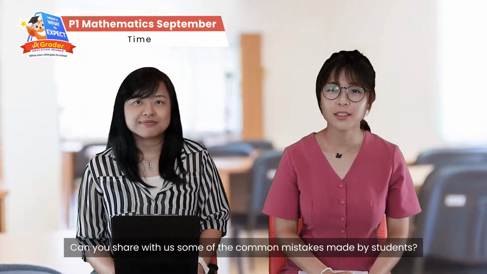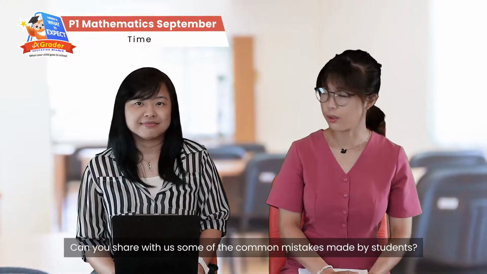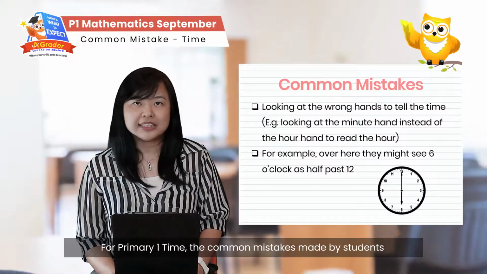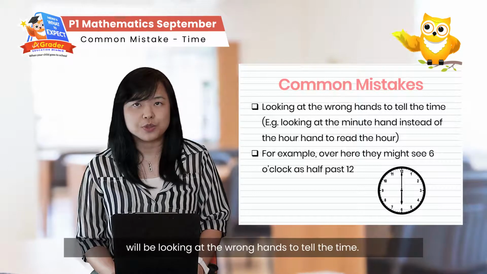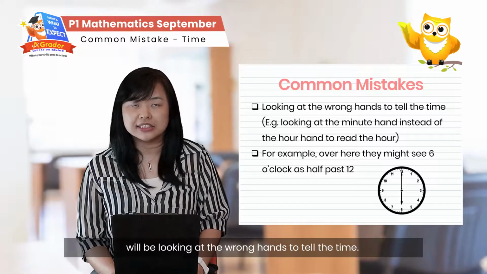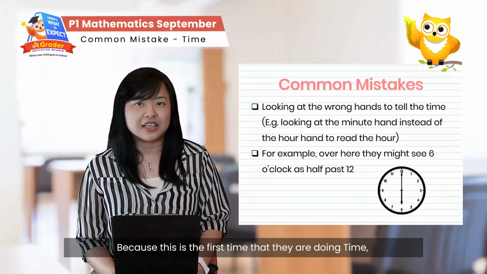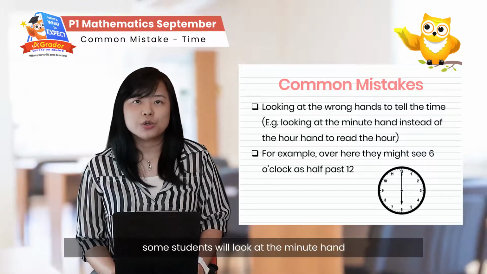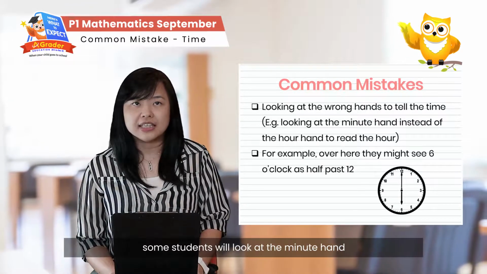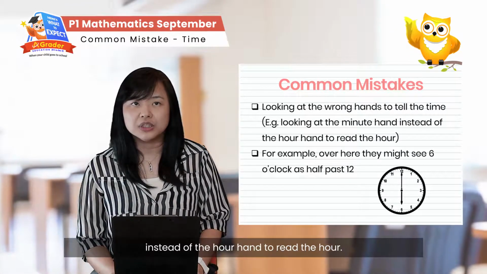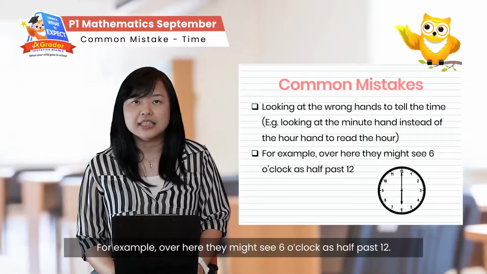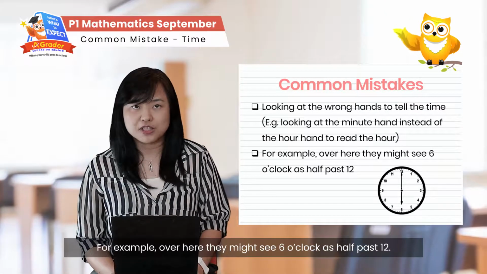Okay, so can you share with us some of the common mistakes made by students? Okay, so for P1 time, the common mistakes made by students will be looking at the wrong hands to tell the time, because this is the first time that they are doing time. So some students will look at the minute hand instead of the hour hand to read the hour. So for example, over here, they might see 6 o'clock as 12:30.